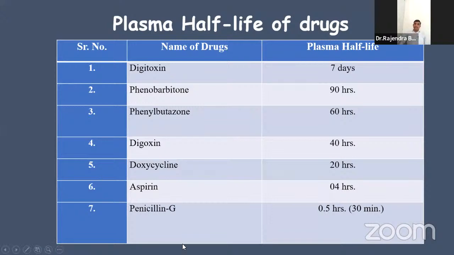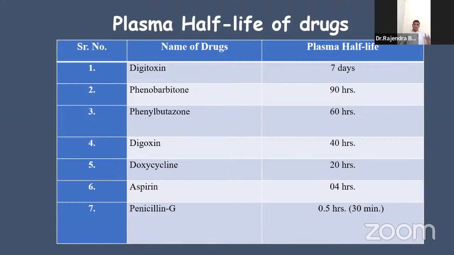Next slide will be plasma half-life. Yeah. So which drug has the highest plasma half-life? That is digitoxin. Okay. So that is 7 days. Then phenobarbital 90 hours. Phenylbutazone 60 hours. Digitoxin 40 hours. Doxycycline 20 hours. Aspirin, you know what is aspirin? Acetyl salicylic acid is also called as aspirin. Okay, so 4 hours.